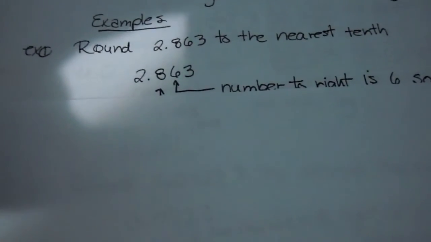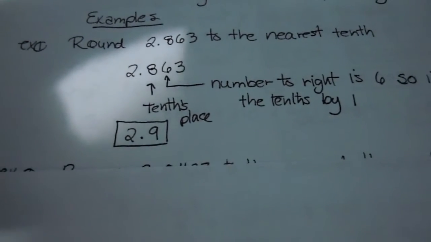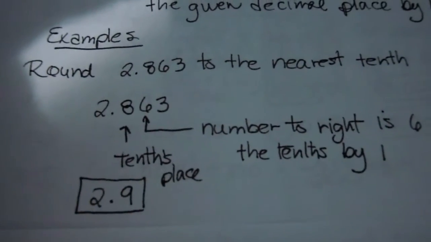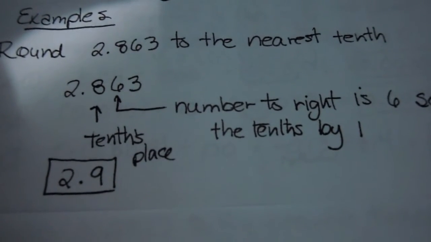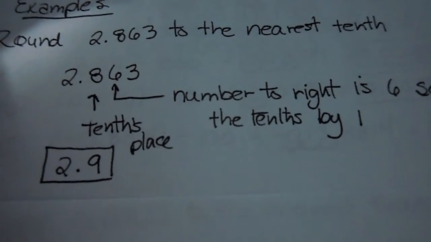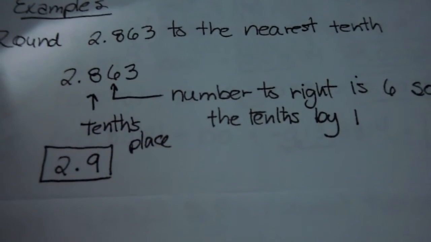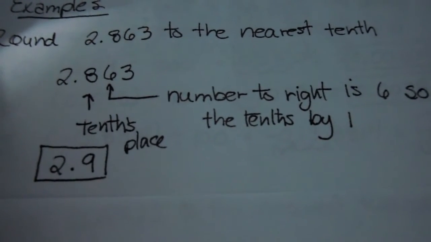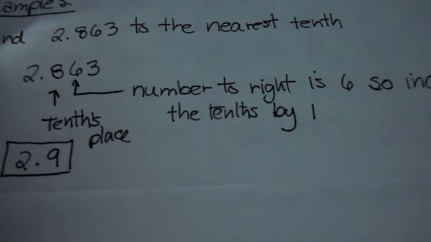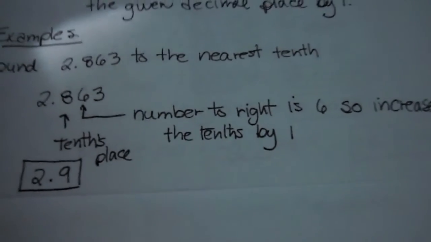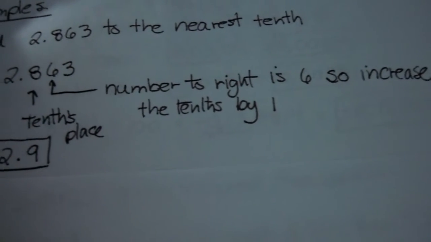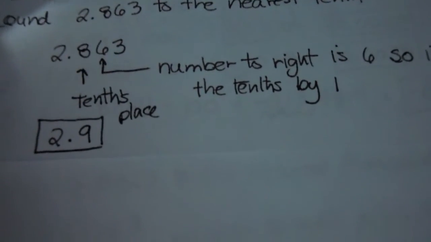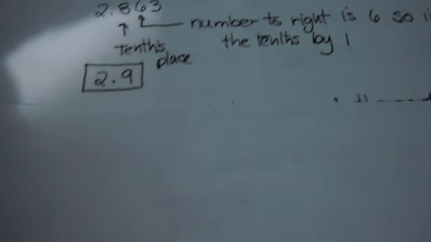So here are some examples. My first example is round 2.863 to the nearest tenth. So we look at 2.863. The tenths place is the 8, so we need to look at one decimal spot to the right of that. The number to the right is a 6. Because it is a 6, it is larger than 4, so we're going to increase the tenths spot by 1. So we end up with 2.9.